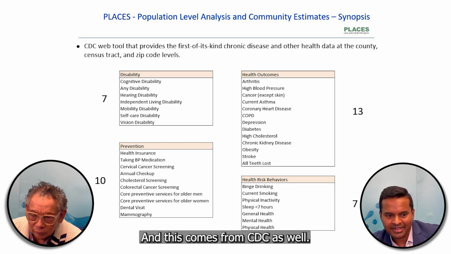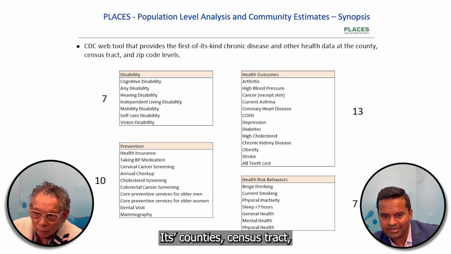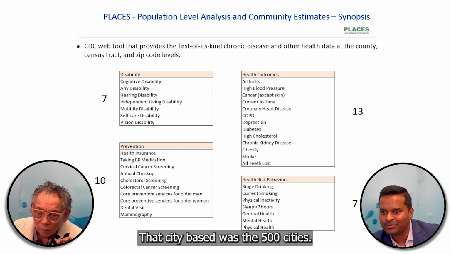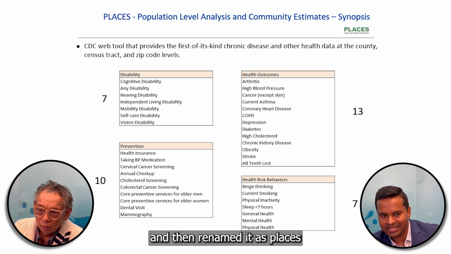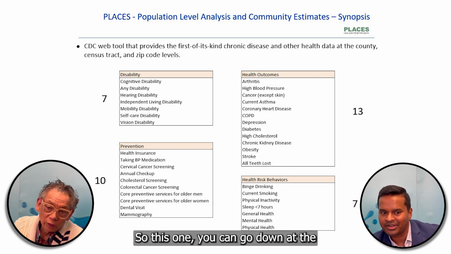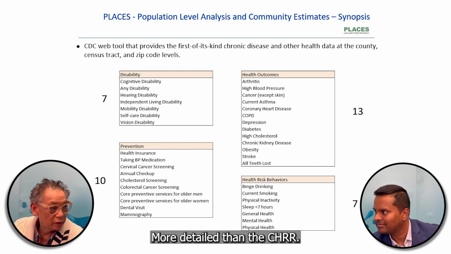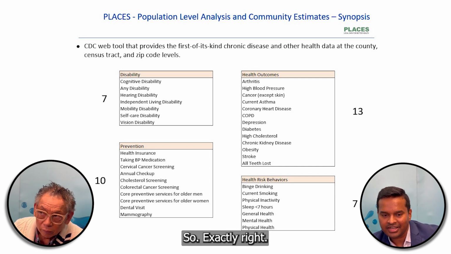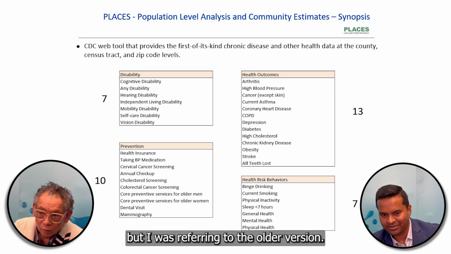And this comes from CDC as well, and it's also different. It's county, census tract, and zip code level. That city based one was the 500 Cities. Now they pulled it back and renamed it as PLACES, and that can go to different geographical units. So this one you can go down to the zip code, right? More detail than the CHRR. I wrongly said that it goes at the city level, but I was referring to the older version.